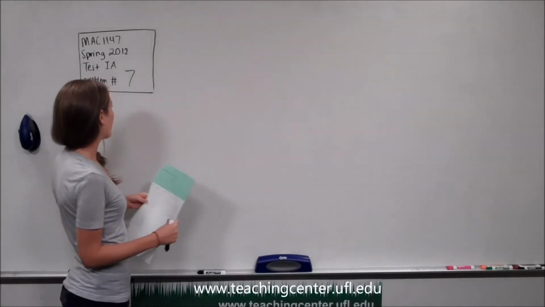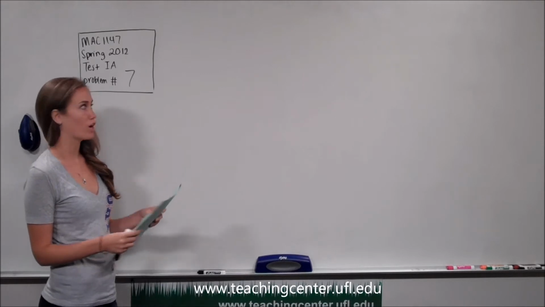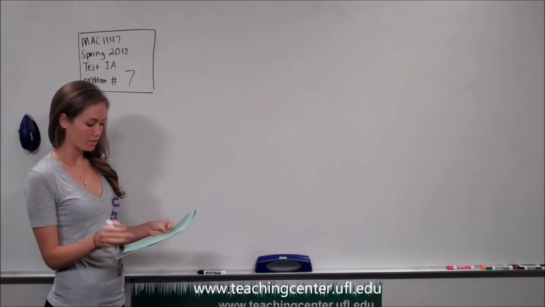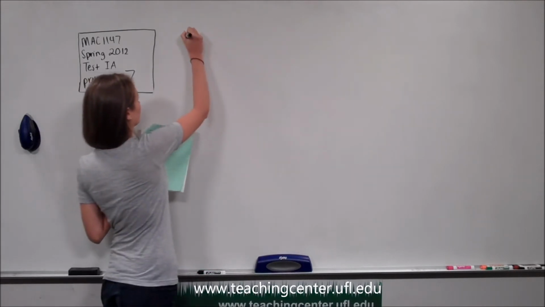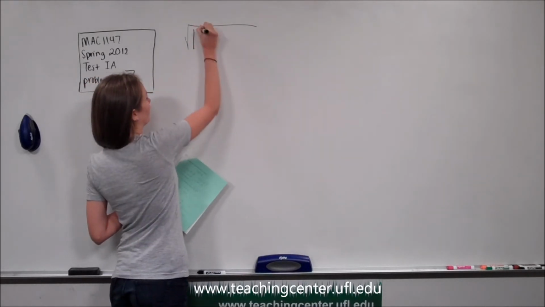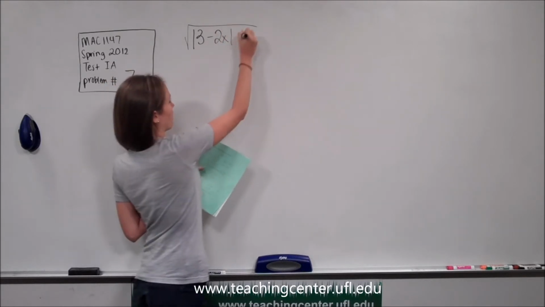Everybody, we are doing problem number 7 for MAC 1147, Spring 2012, Test 1A. Number 7 asks us to find the domain of the expression, the square root of the absolute value of 3 minus 2x, and all of that minus 5.